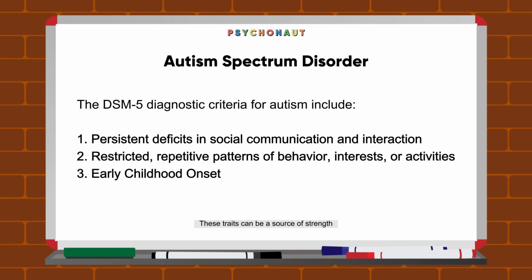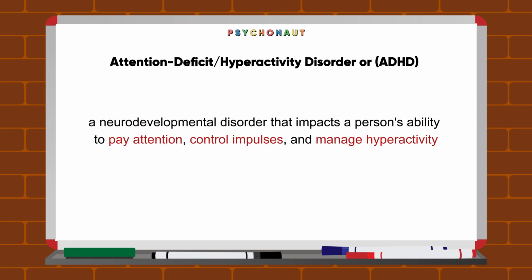These traits can be a source of strength and provide opportunities for growth and connection. Lastly, the DSM-5 emphasizes that symptoms of ASD must be present in early childhood, although they may not become fully manifest until social demands exceed limited capacities. Next up, we have Attention Deficit Hyperactivity Disorder, or ADHD.